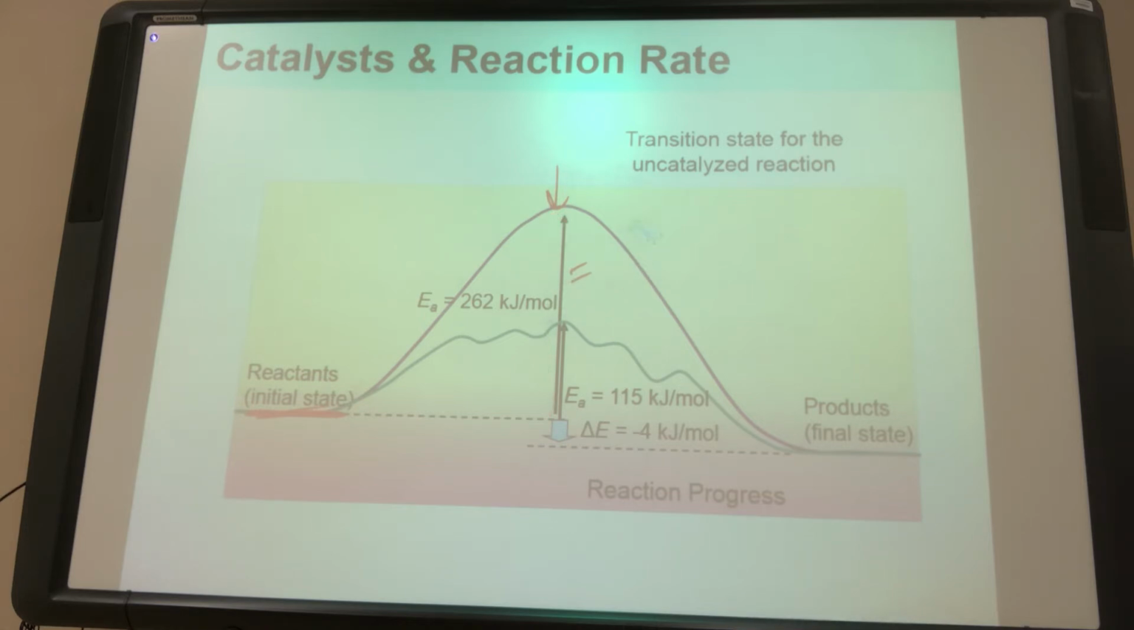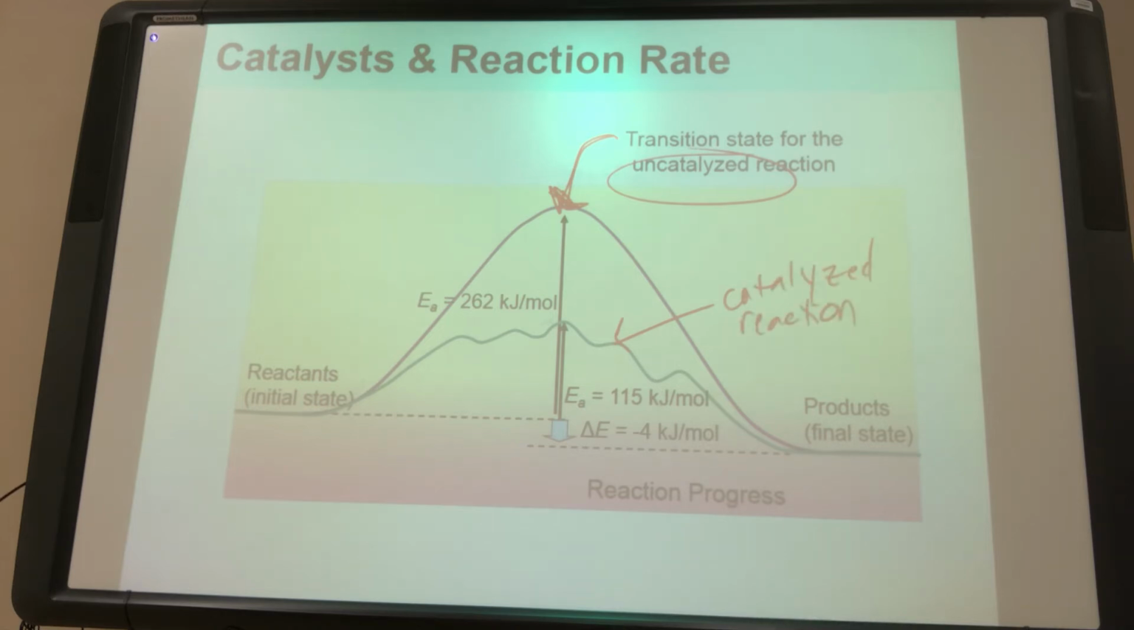So let's look at this. The purple one, the really tall hill, is uncatalyzed. So without a catalyst, I gotta go really high. I gotta get over that really top bump. What a catalyst does is it makes the hill shorter. So instead of having to go all the way over, in my catalyzed reaction, I don't have to go as high.